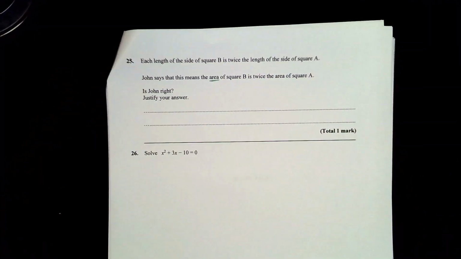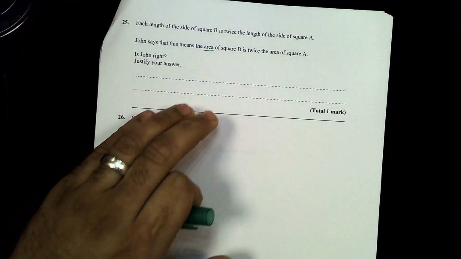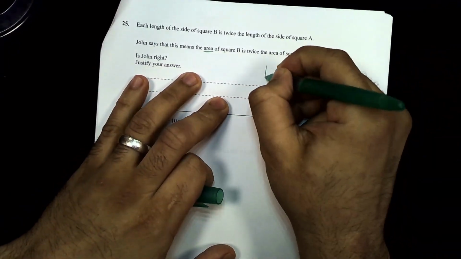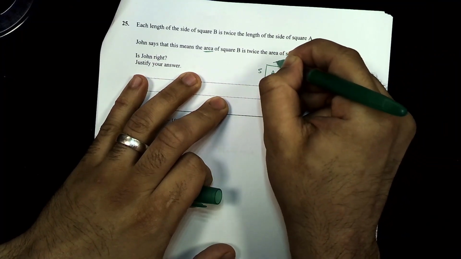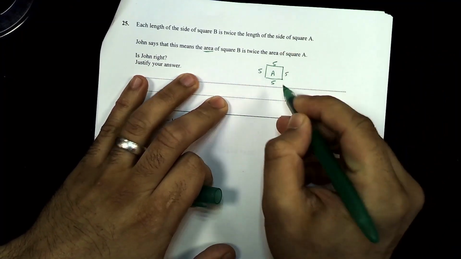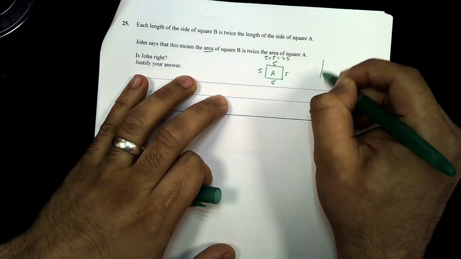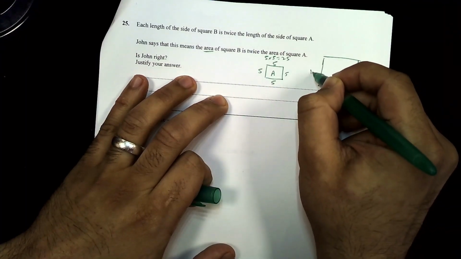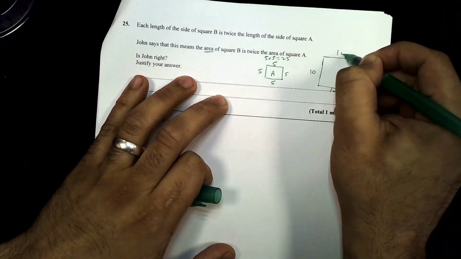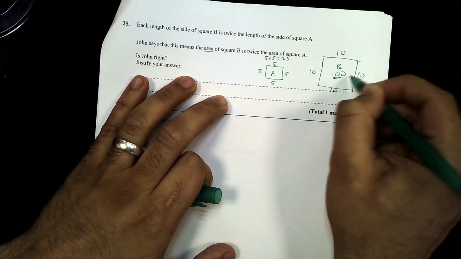The best way to do this is to use numbers. So I would have my drawing of square A, and let's say it was 5 centimeters, 5 centimeters, 5 centimeters, 5 centimeters. The area would be 5 times 5, which is 25. Now I'll draw square B, which is 2 times bigger. So instead of 5, it's 10 centimeters on each side, 10 times 10, 100. So the area of B is 100.